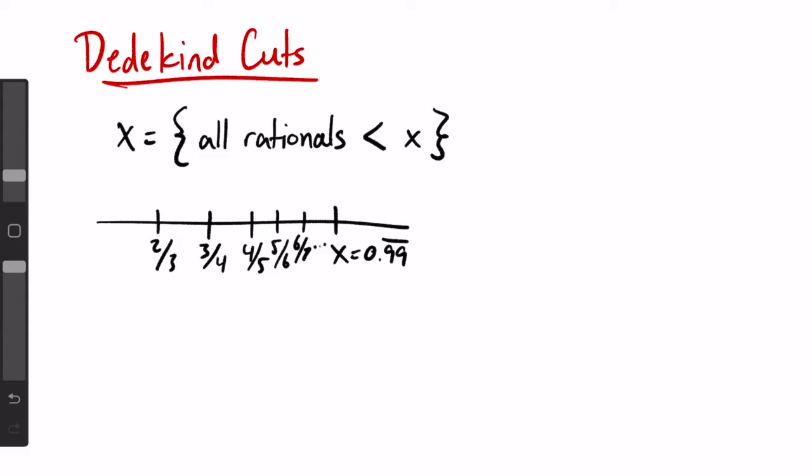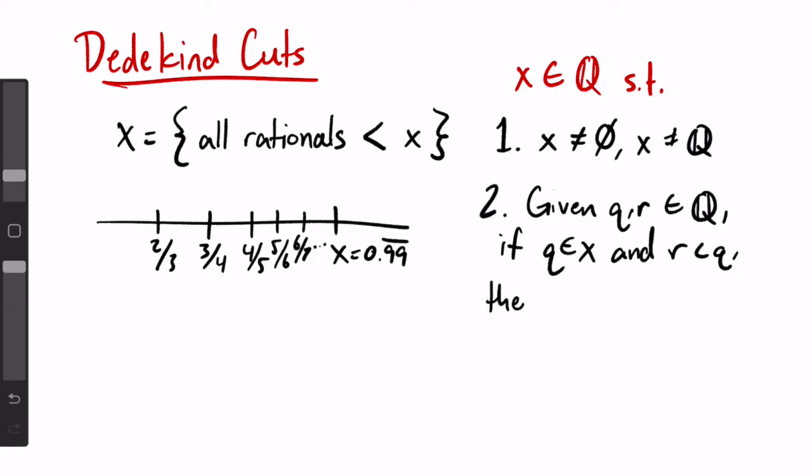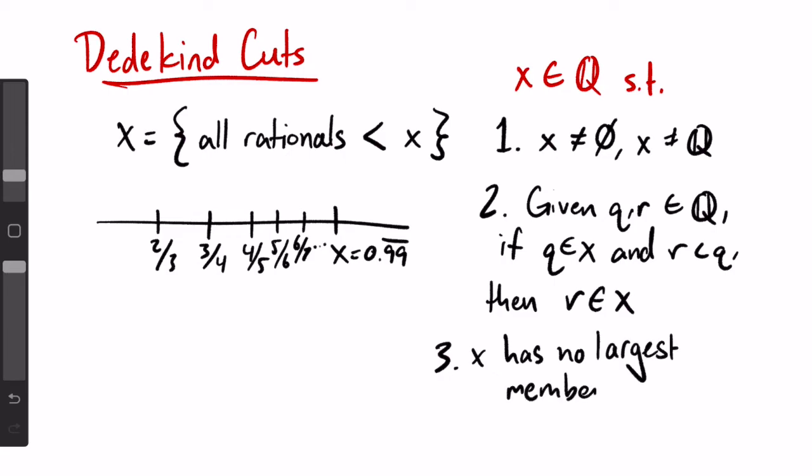So formally, a Dedekind cut is a subset x of Q, the rationals, such that x is not the empty set and x is not Q. So x is neither nothing nor everything. X is closed downward, that is, given rationals q and r, if q is in x, and r is less than q, then r must also be in x. And finally, x has no largest member. It must be an infinite series that converges at some limit.